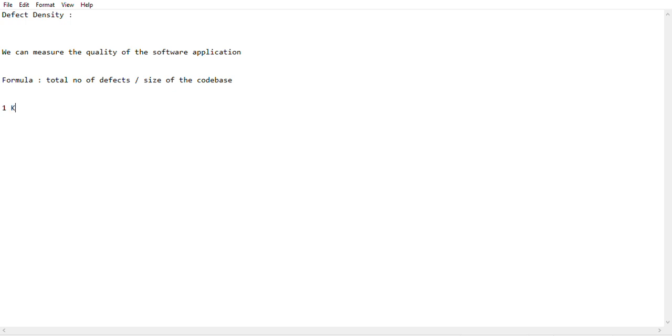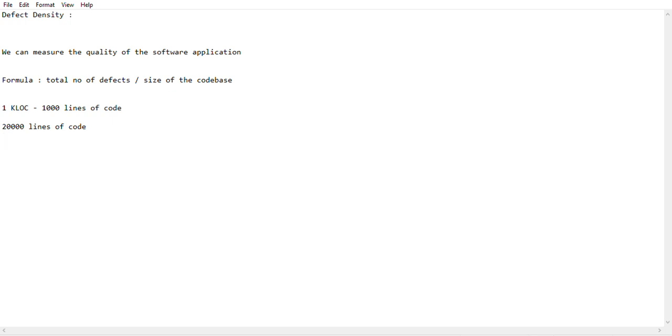Before that I'll explain the klog part. What do you mean by klog? Klog means lines of code. So one klog means 1,000 lines of code. Suppose there are modules which they have developed, and for that they have written around 20,000 lines of code. After that when the QA team is testing, they have found around 40 defects on that particular module. I'm just giving one example.